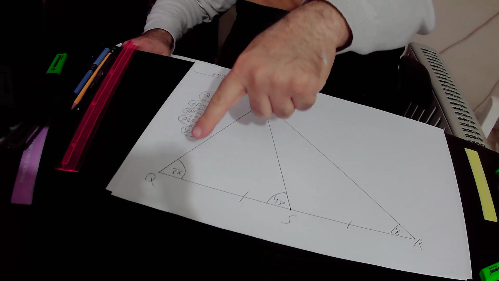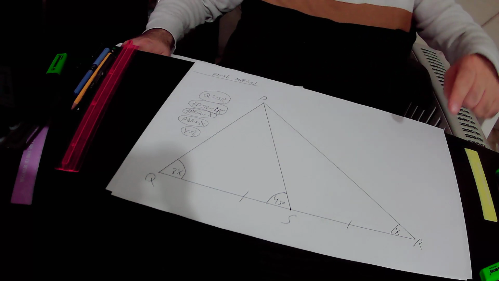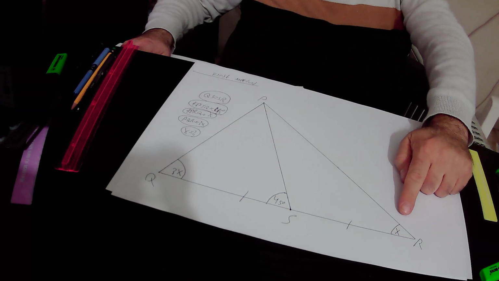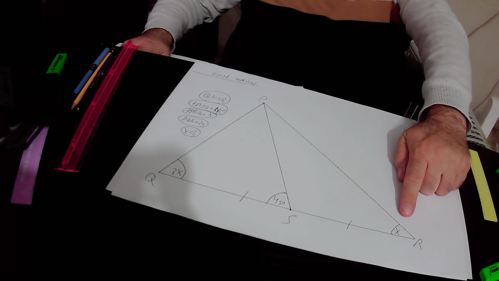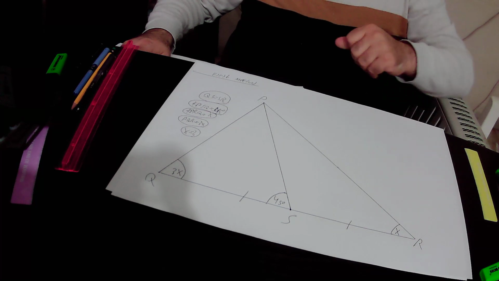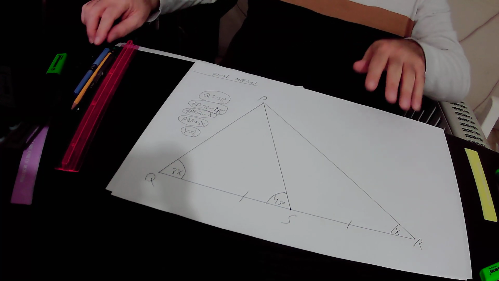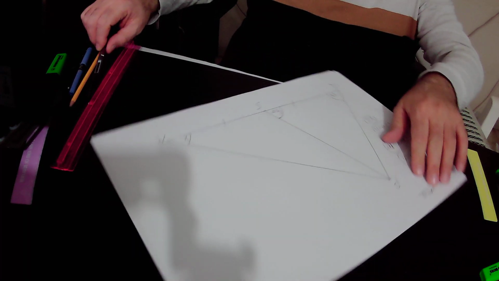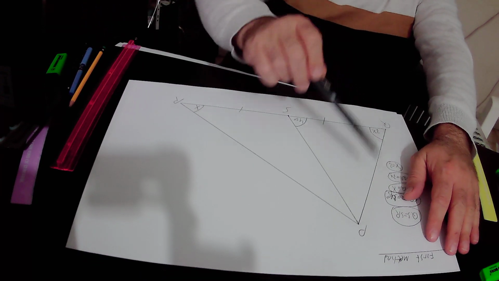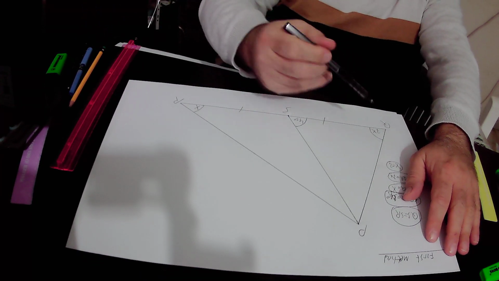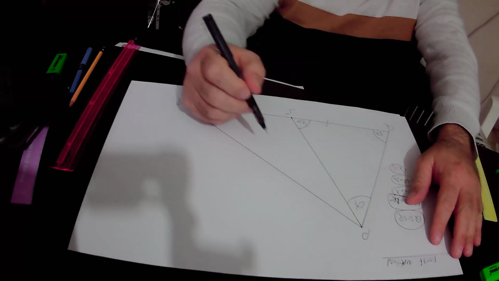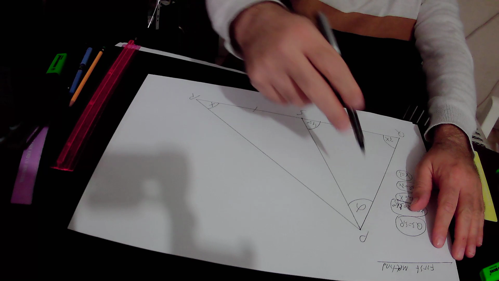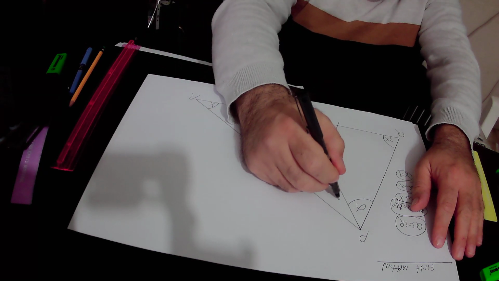Angle PQS, this angle, equals 3x. Angle PRQ equals x. And we want to find out the value of x. Okay, so first of all, we will define angle PQS as alpha, and we will also define angle SPR as beta.